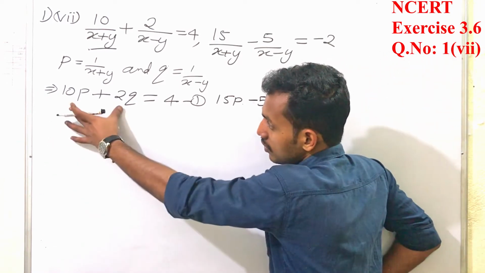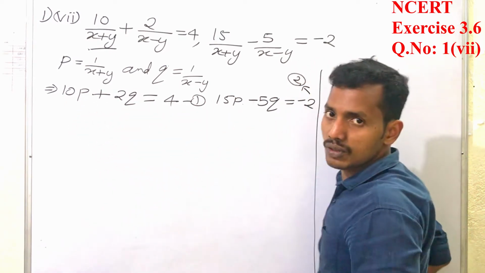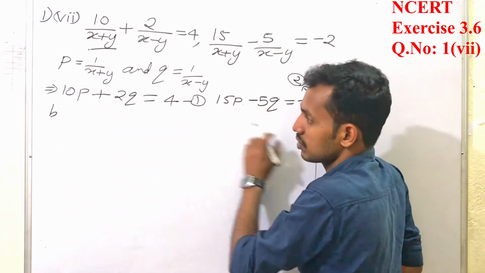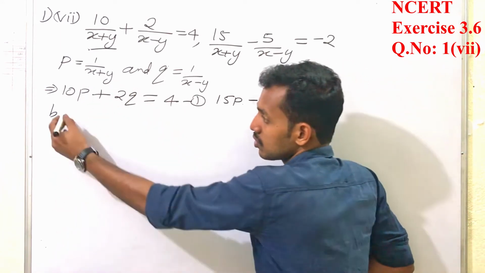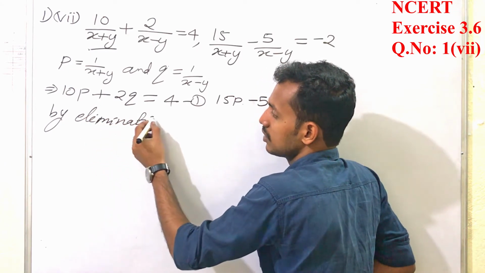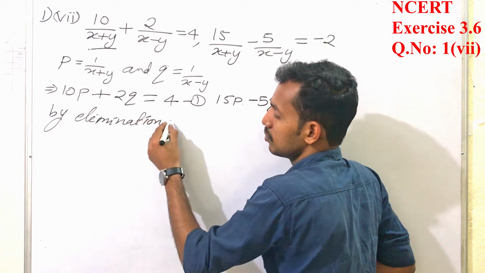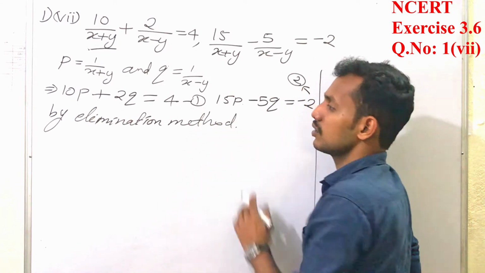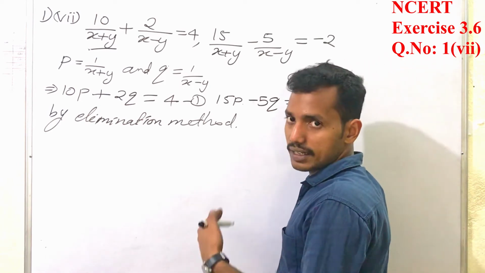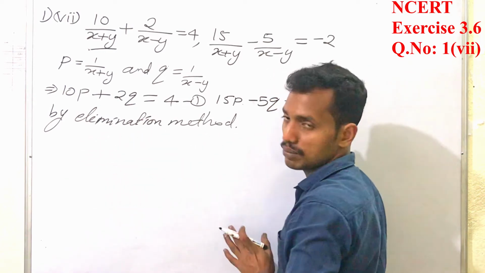Then here 10p and 15p, and 2q and minus 5q. So here I am going to use the elimination method to solve, because now these equations are linear equations, because the exponents are 1. So by the elimination method. Better we should be practiced with all the methods. Okay, so whenever we get a suitable equation, we can choose the appropriate method. So by the elimination method, what will we get?